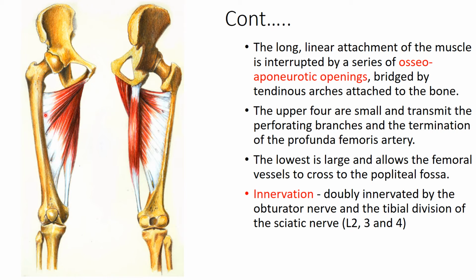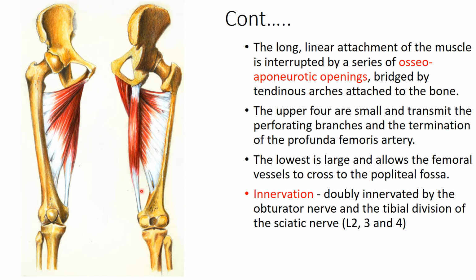So the upper four of these are small and they transmit the perforating branches of the profunda femoris. The first three transmit the perforating branches, and the fourth one transmits the termination of the profunda femoris, which is known as the fourth perforator. These are the 1st, 2nd, 3rd perforating branches of the profunda femoris, and this fourth one, larger, is for the terminal portion of the profunda femoris vessels.